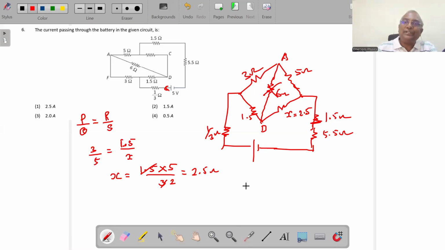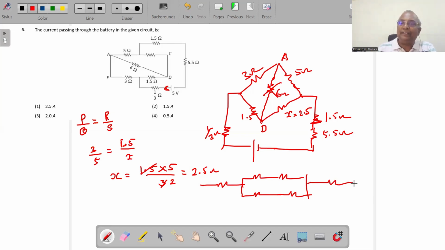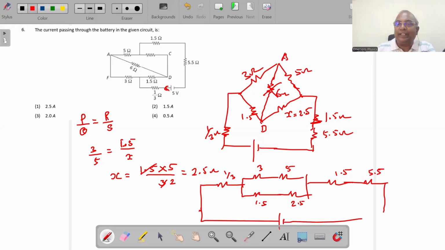Now, these two are in series, and these two are in series. So we can draw the equivalent circuit diagram. This is 3, this is 5. In the same way this is 1.5, this is 2.5. All the rest are in series. Here there is a 1/3 ohm, this side there is 1.5, next there is 5.5. That is all. So this is 1/3, this is 3, this is 5, this is 1.5, this is 2.5. Here a 1.5, here a 5.5. And the battery voltage is also given. Voltage is given as 5 volt. Okay, this is the equivalent circuit diagram. Here the voltage is 5 volt. You want to find out the current. It will flow as a current. So we will solve it. It is 5 volt.